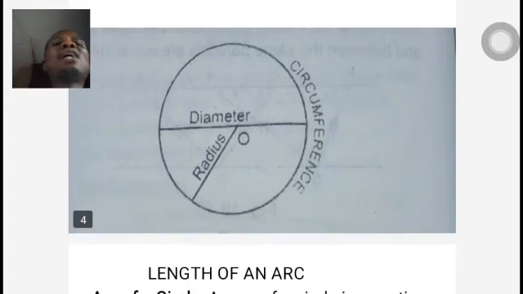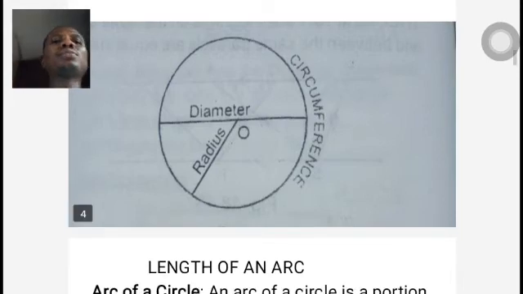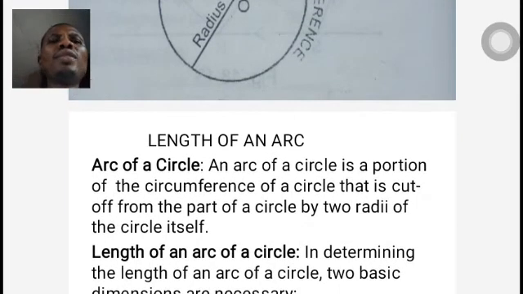So look at this diagram now. The length around the circle is the circumference. The line that divides the circle into two equal halves is the diameter, and half of that is the radius. Now we are going to talk about the arc of a circle. An arc of a circle is a portion of the circumference of a circle that is cut off from the circle by two radii of the circle itself.